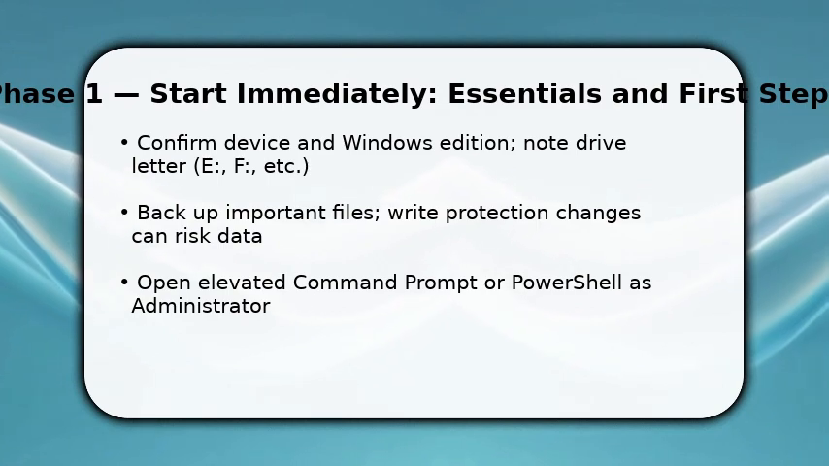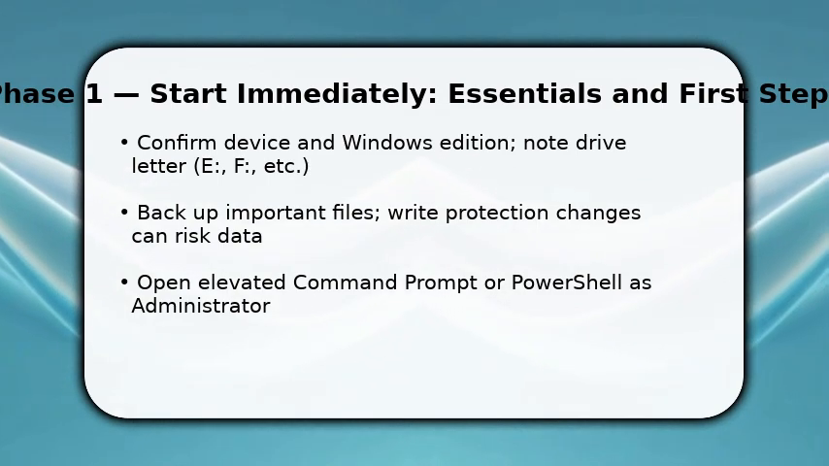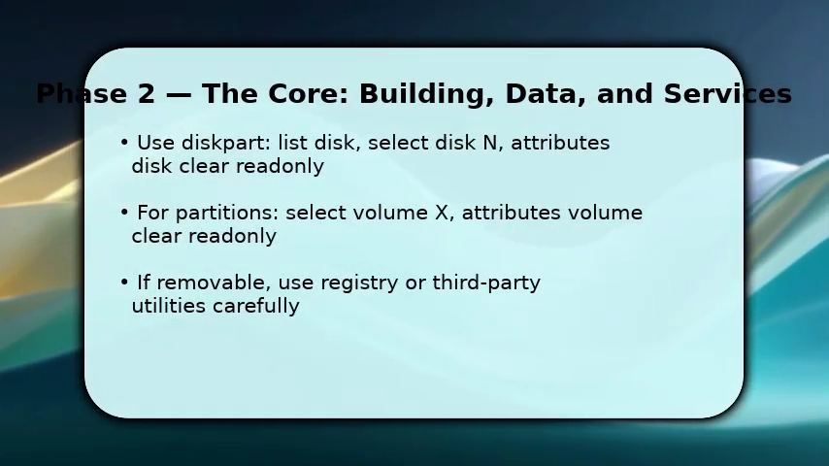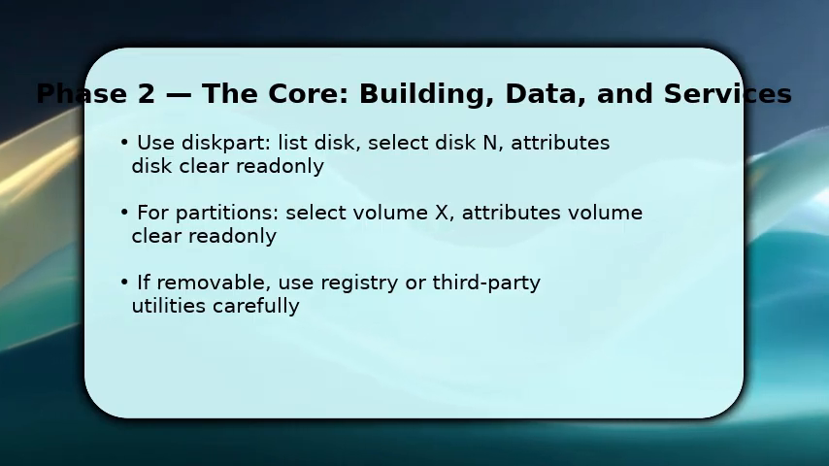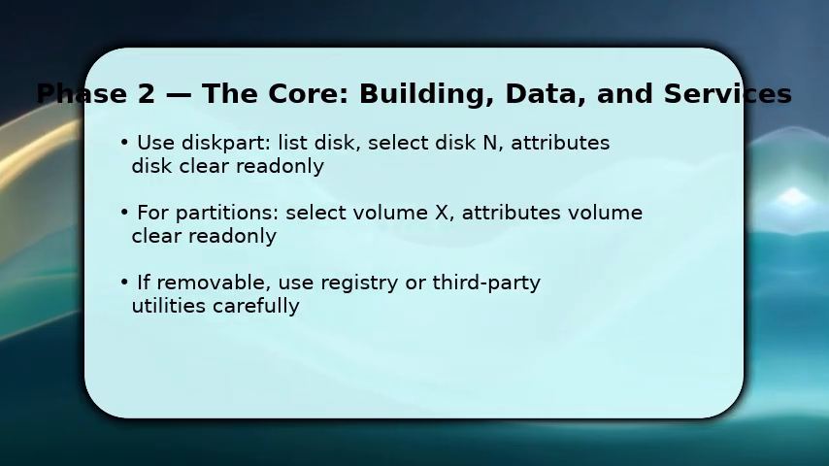Now you'll use diskpart to remove read-only flags. Type diskpart and press enter. Then run list disk, select disk N for the target disk, and attributes disk clear readonly. This clears disk-level write protection.